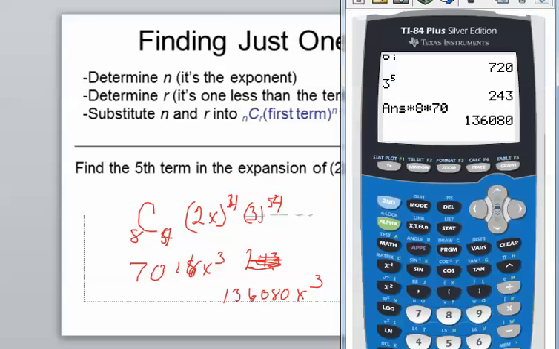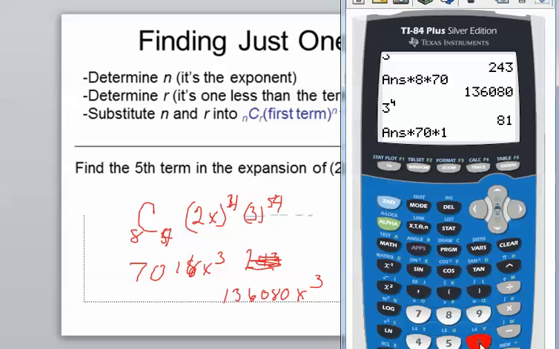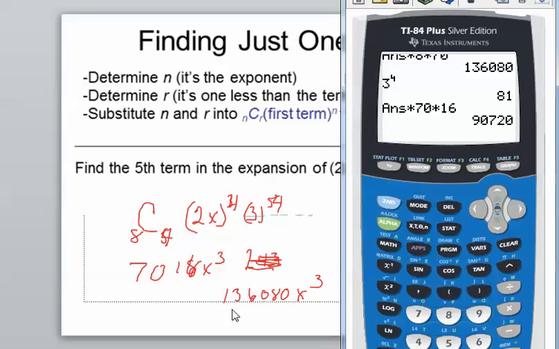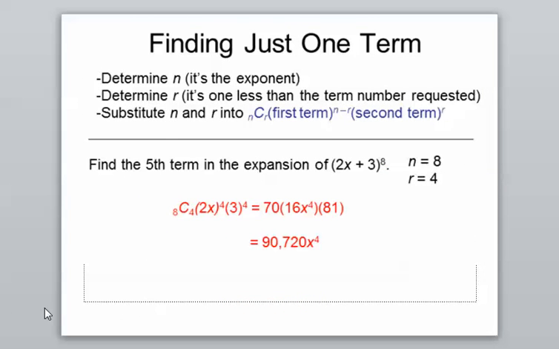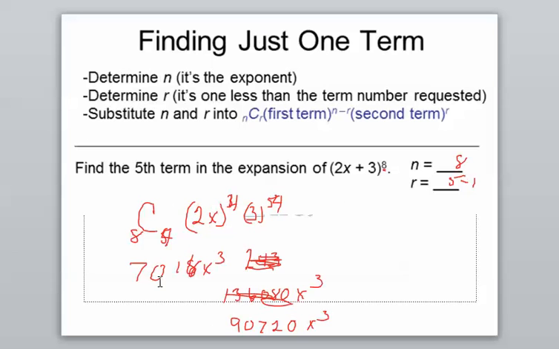And that one will be much smaller. 3 to the 4th power. 3 raised to the 4th power is 81. So times 70 times 16 gives me 90,720 x to the 4th power. It even says 4.